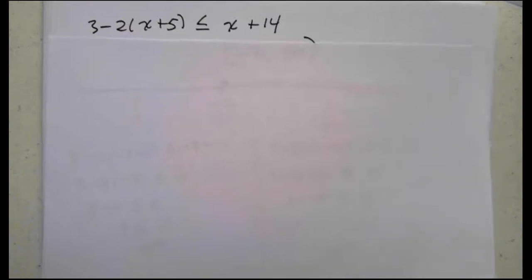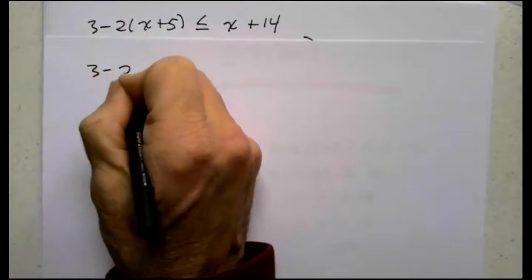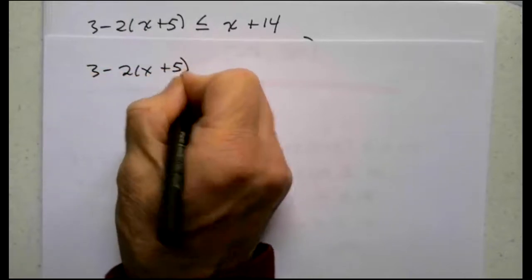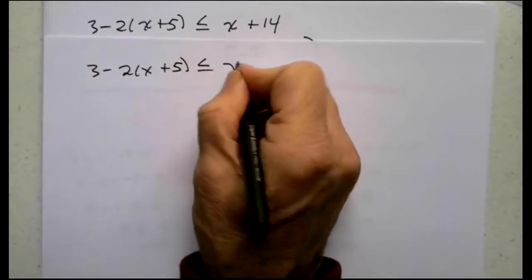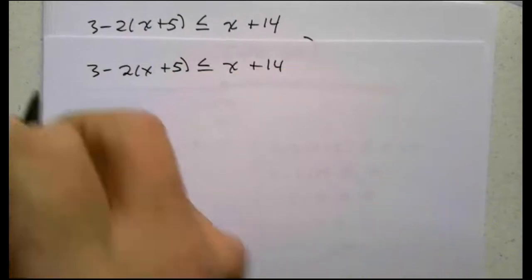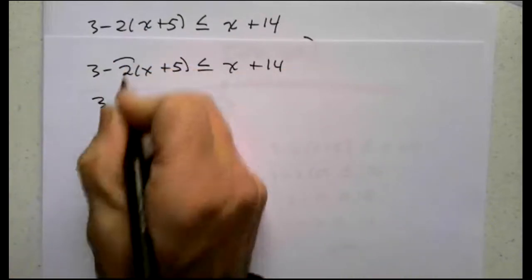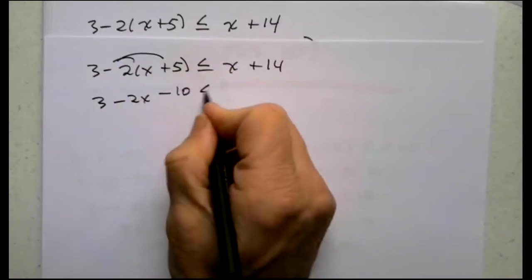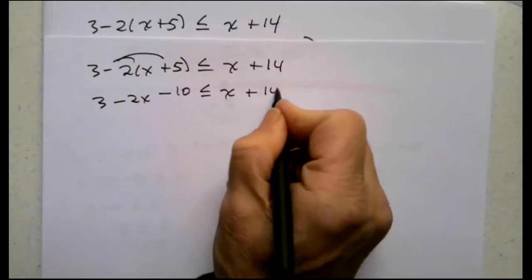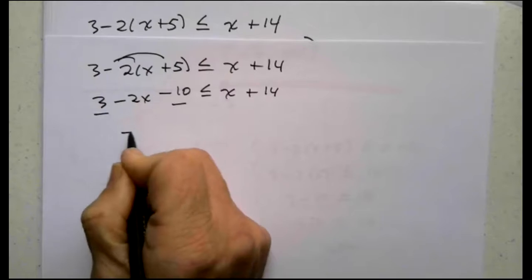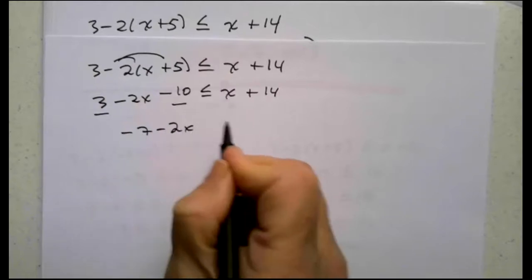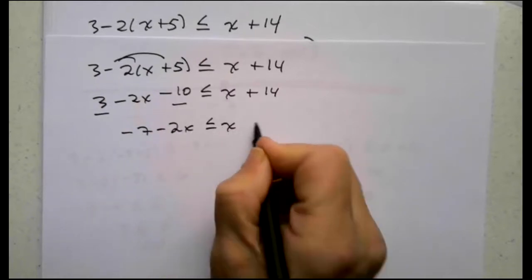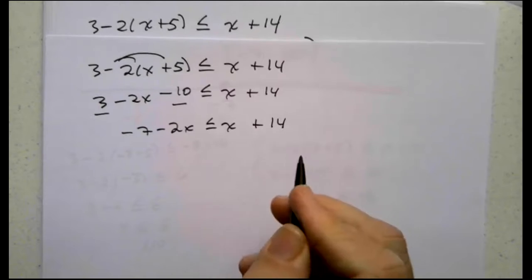But you've got to remember, if you multiply or divide both sides by a negative, you've got to switch the sign. But you have to always ask yourself that as you're working through the process. So here's our traditional strategy. 3 minus 2x minus 10 less than or equal to x plus 14. -7 minus 2x less than or equal to x plus 14.